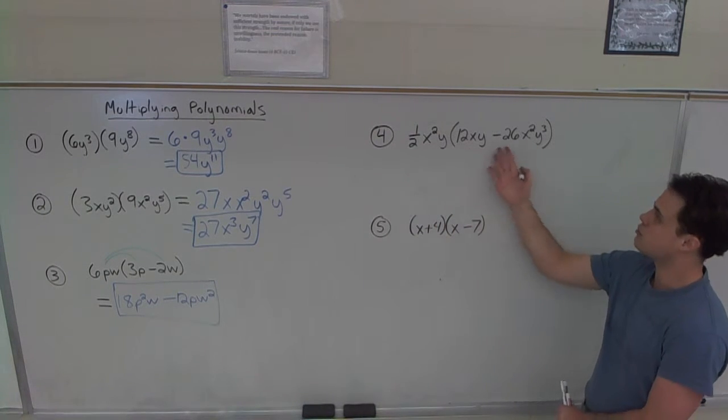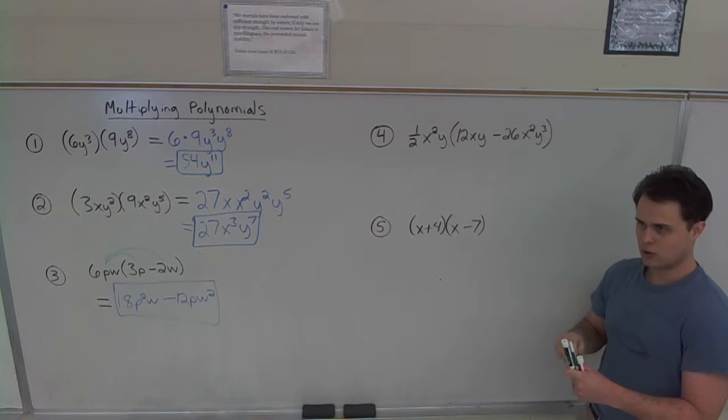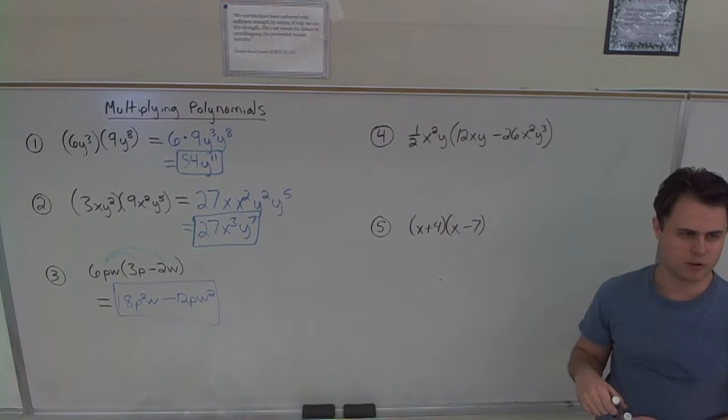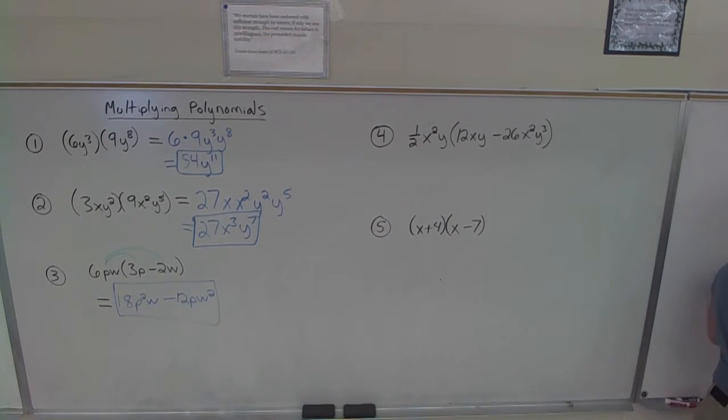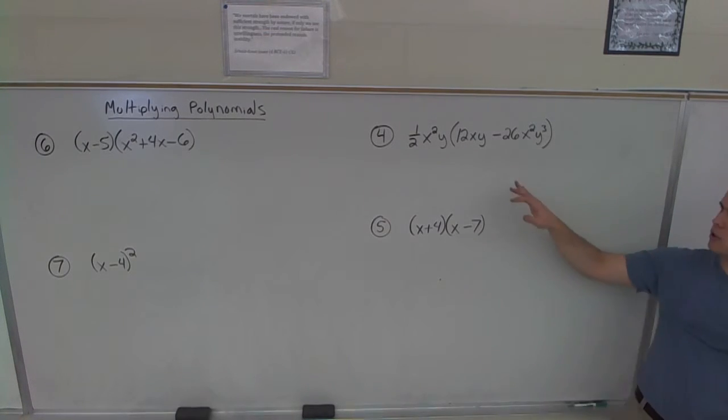Again, we've got a monomial times a binomial. Why don't you guys try that one yourself? I think that that's a good one to try yourself first. See what you get. I'll give you a second. Okay, so number 4. What's first?